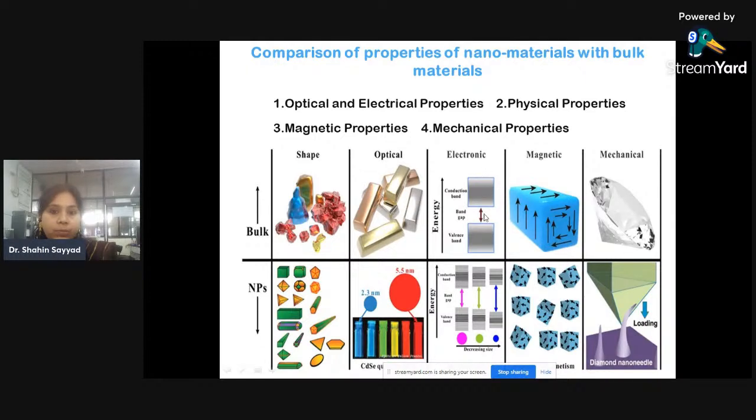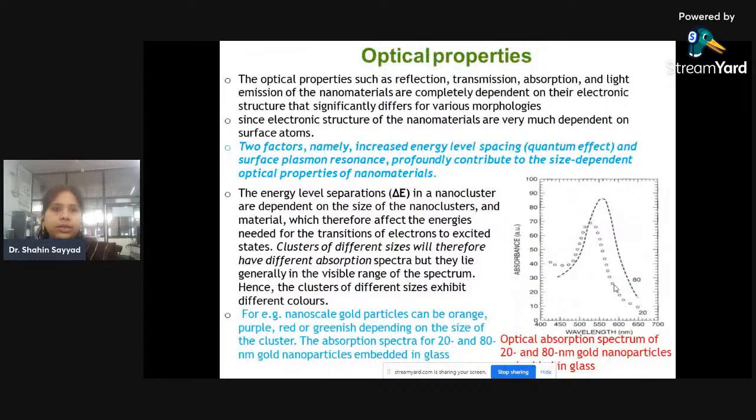The electronic properties are also changing because of the change in the band gap. Magnetic properties are also changing, as well as mechanical properties. Why all of these properties are changing, we will see in detail. So what are optical properties? Optical properties include reflection, transmission, absorption and light emission.